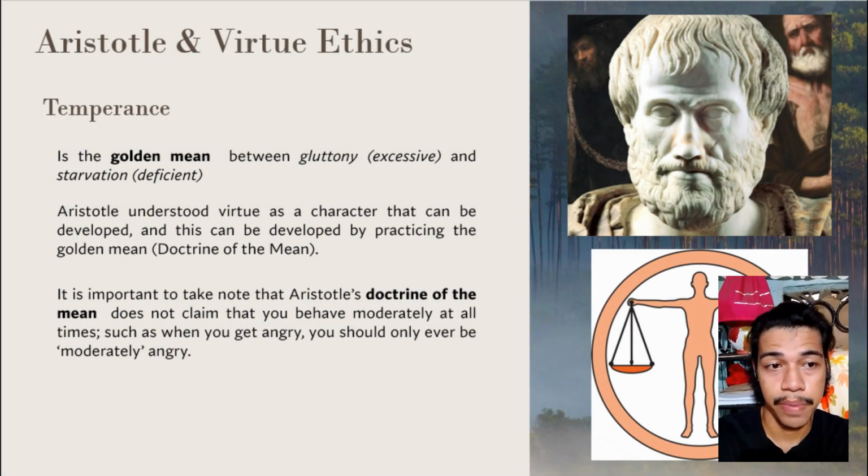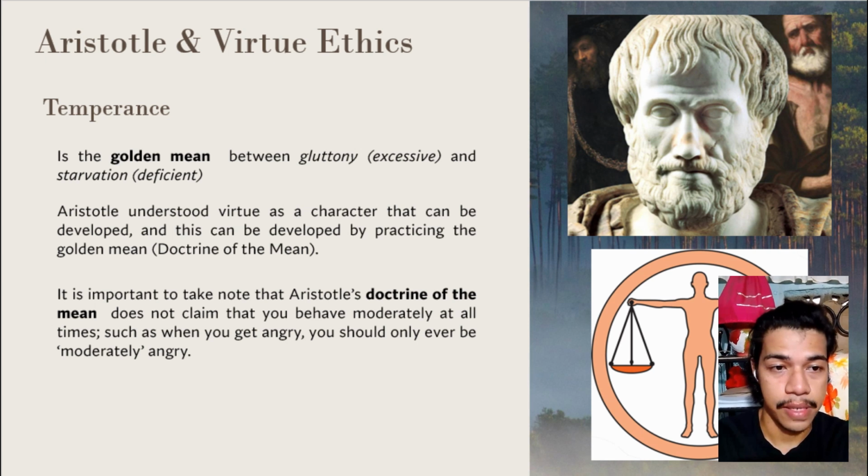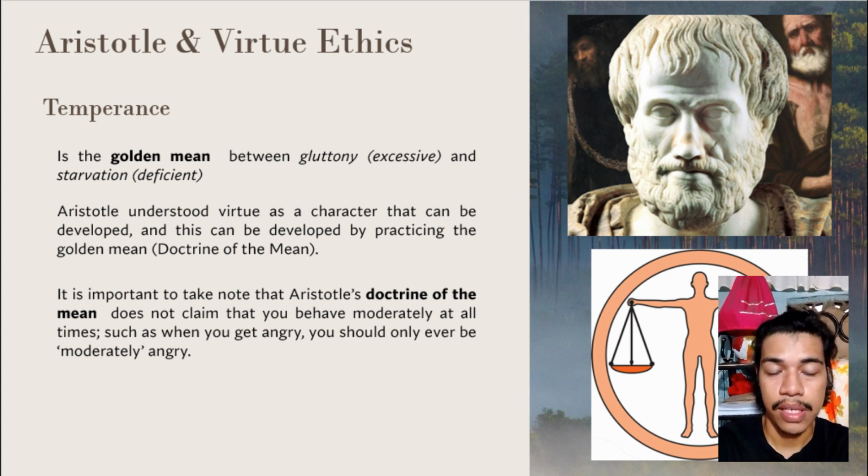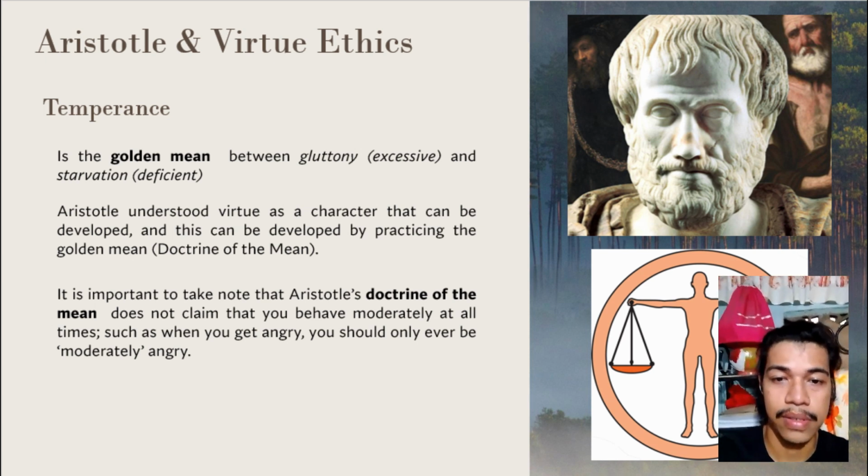This slide discusses temperance as an example of Aristotle's golden mean, which is the balance between excess and deficiency. Aristotle saw virtue as a trait that can be developed by practicing moderation. However, the doctrine of the mean doesn't mean being moderate in everything. Rather, it suggests responding appropriately to situations, such as being only as angry as the situation requires.